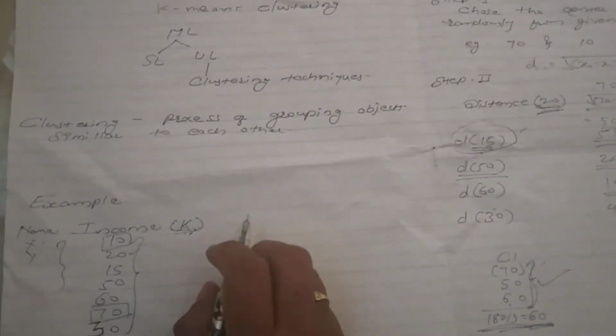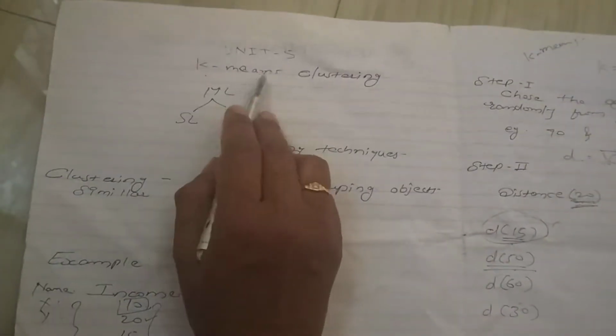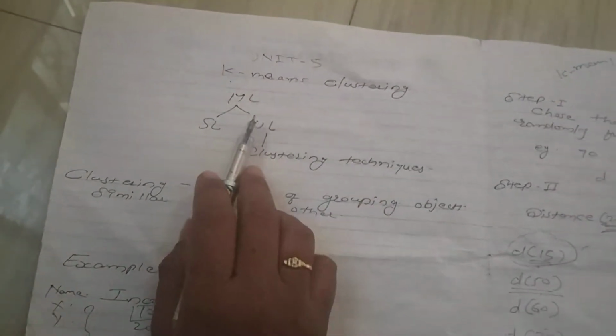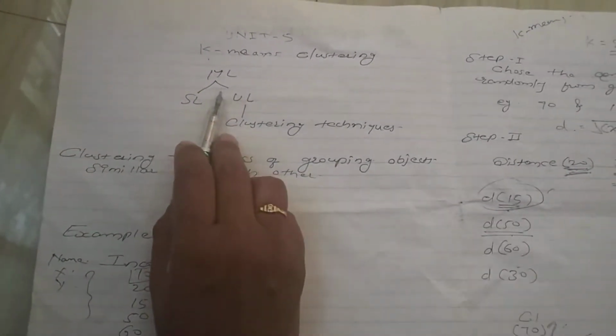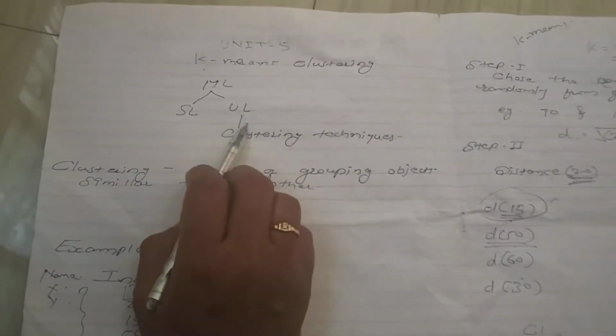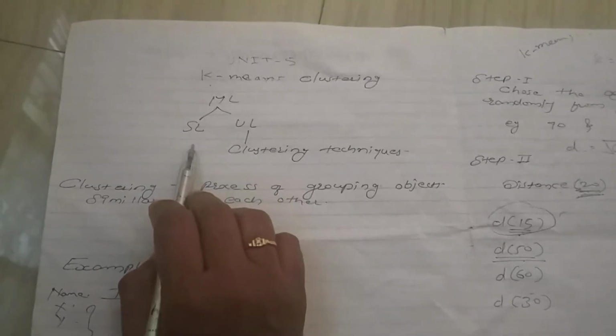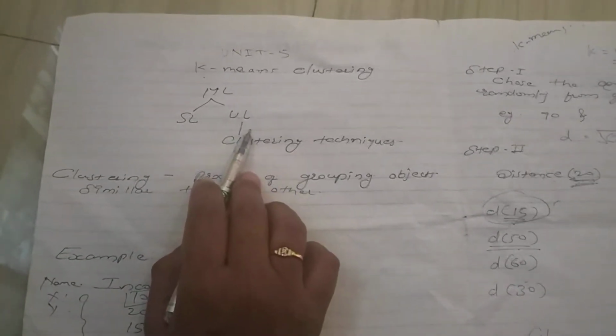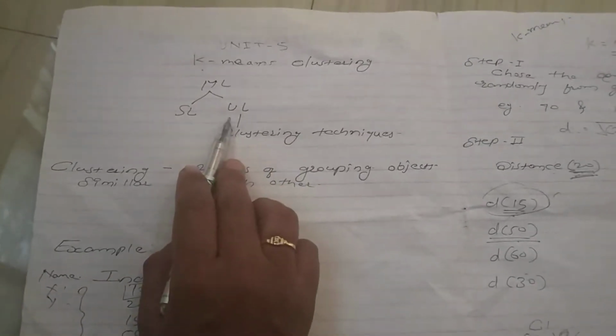Good morning students. Today we'll see about the K-means clustering technique, or the K-means clustering algorithm, from unit 5. As we have already seen, machine learning algorithms are divided into two categories: supervised learning and unsupervised learning. We have already seen the supervised learning algorithms. Now we'll see the unsupervised learning algorithms. What do we mean by unsupervised learning algorithms?